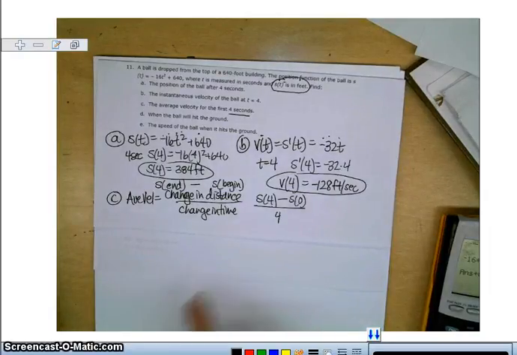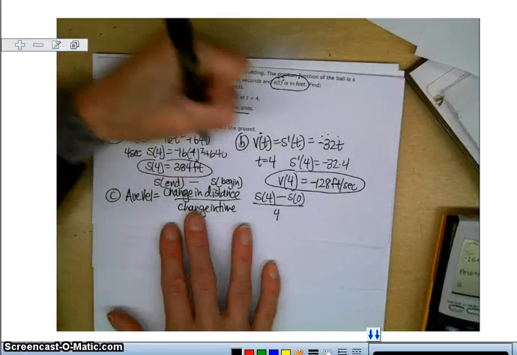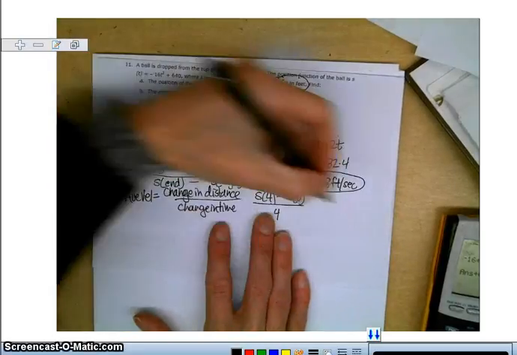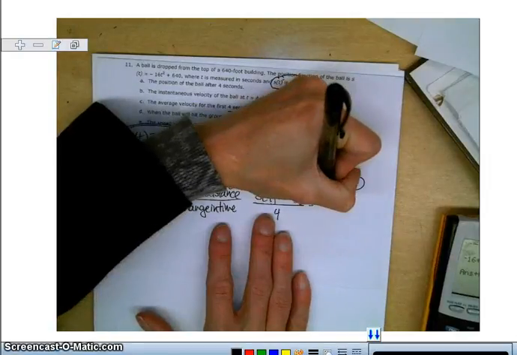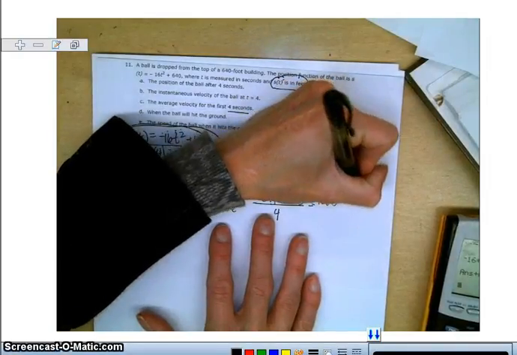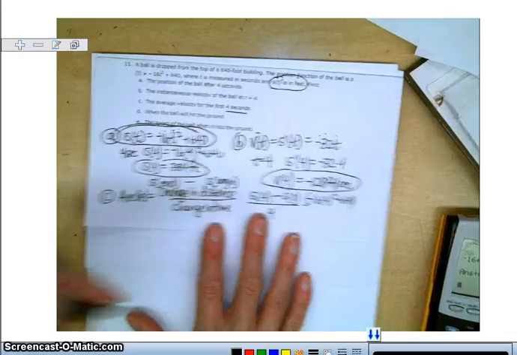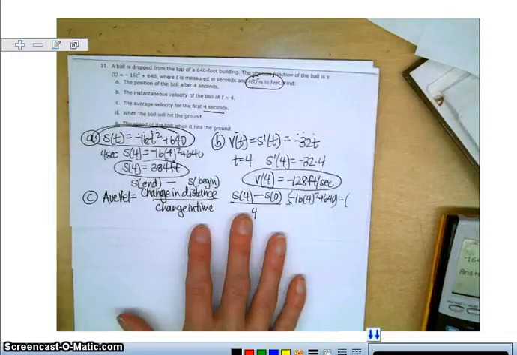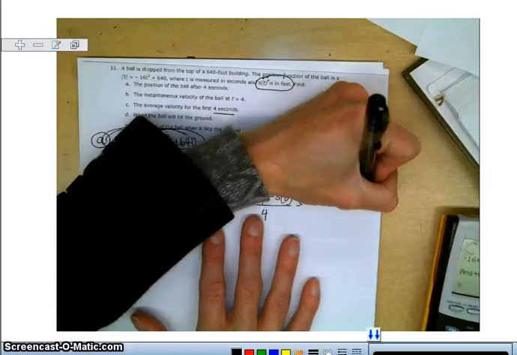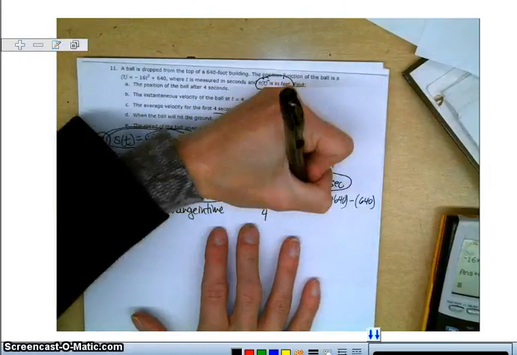All right, so s of 4 means go up to this function, s, the position function, and put 4 in. So this will be negative 16 times 4 squared plus 640, minus what I get when I put 0 in. What do I get when I put 0 in here? 640. All over 4.